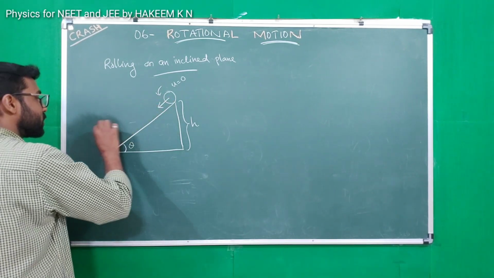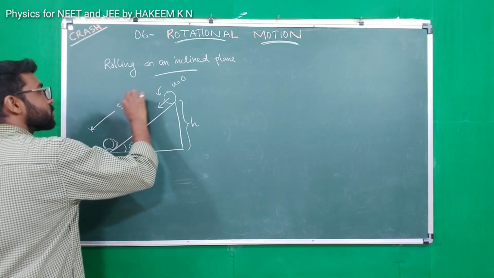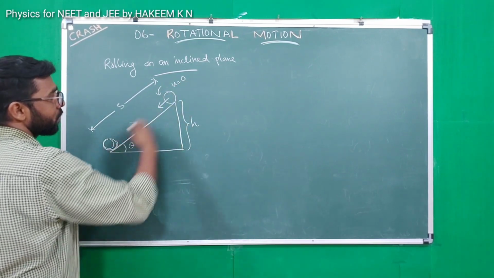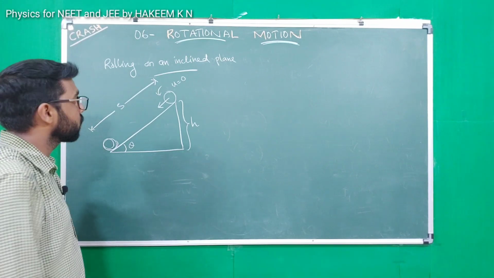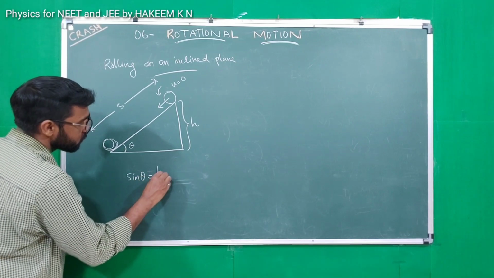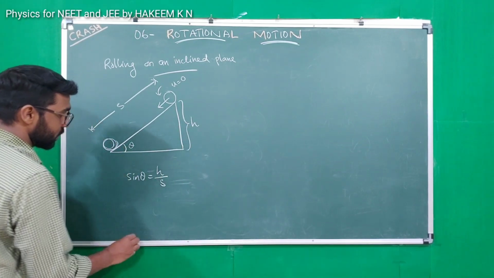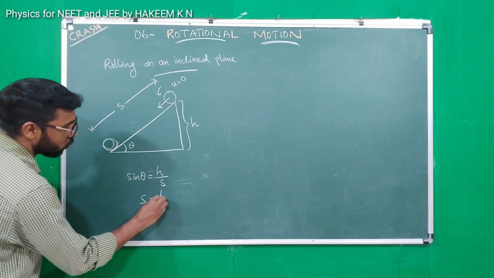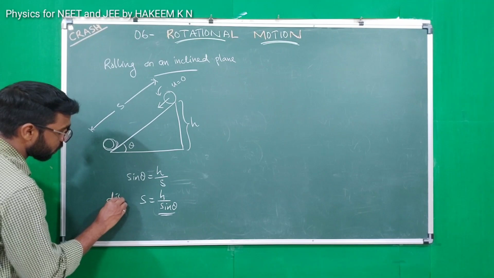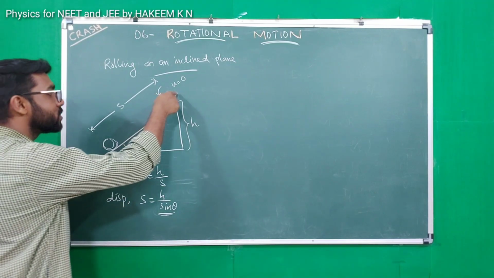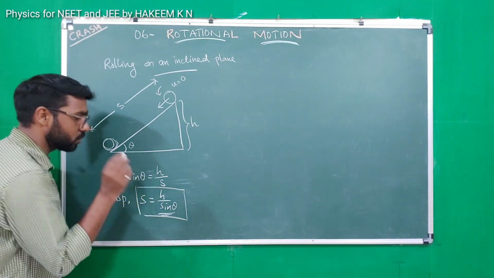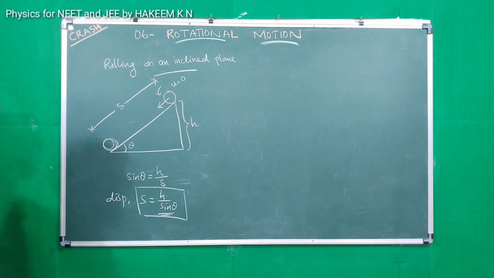Then what will be the displacement traveled by the body? Displacement is the path, the length of the inclined plane. From here we can say sin theta equals what? Opposite by hypotenuse, h by s. Then displacement s equals h by sin theta. This is the displacement traveled by the body when it goes from height h to the bottom. Displacement s equals h by sin theta.